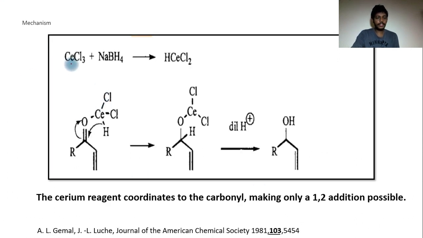In the first step, the CeCl3 reacts with sodium borohydride to form HCeCl2, and this HCeCl2 is attached to this oxygen, to this carbonyl group, to make 1,2 addition possible. After it is attached, this bond shifts over here and this bond migrates over here to form the 1,2 addition product. After adding dilute acid, this is converted into alcohol. This mechanism is taken from JACS.